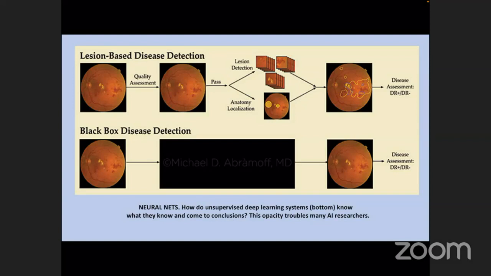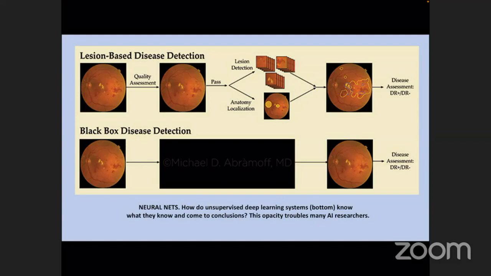Now, black box means it is an unsupervised learning system. It uses the images directly, without any quality assessment and pass; the fed images in the Google Brain software directly lead to the results. Sometimes the results are correct and sometimes they might not be. So this is a neural net: how do unsupervised deep learning systems know what they know and come to a conclusion? This opacity troubles many artificial intelligence researchers.